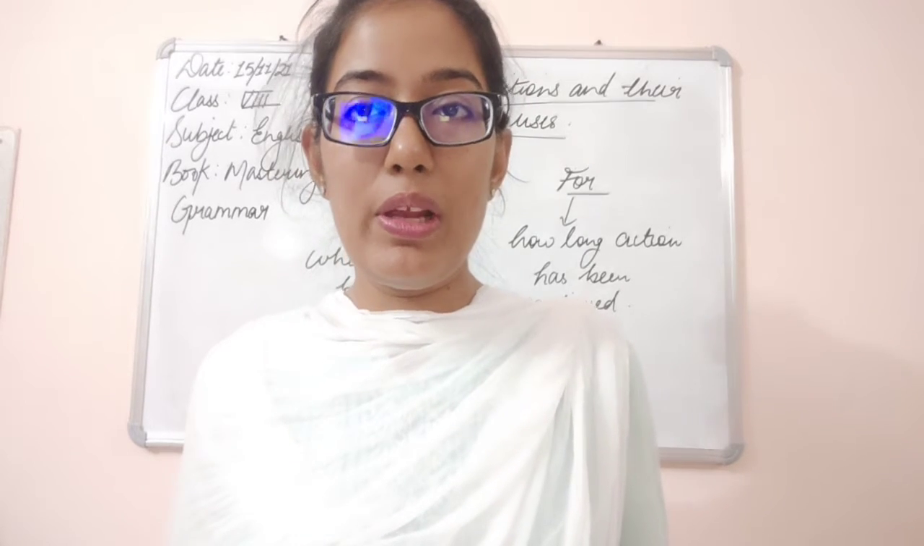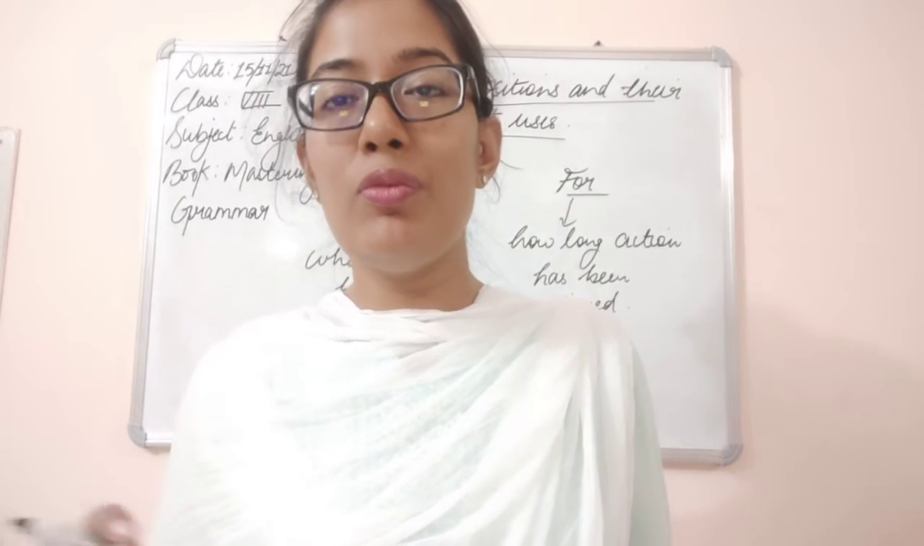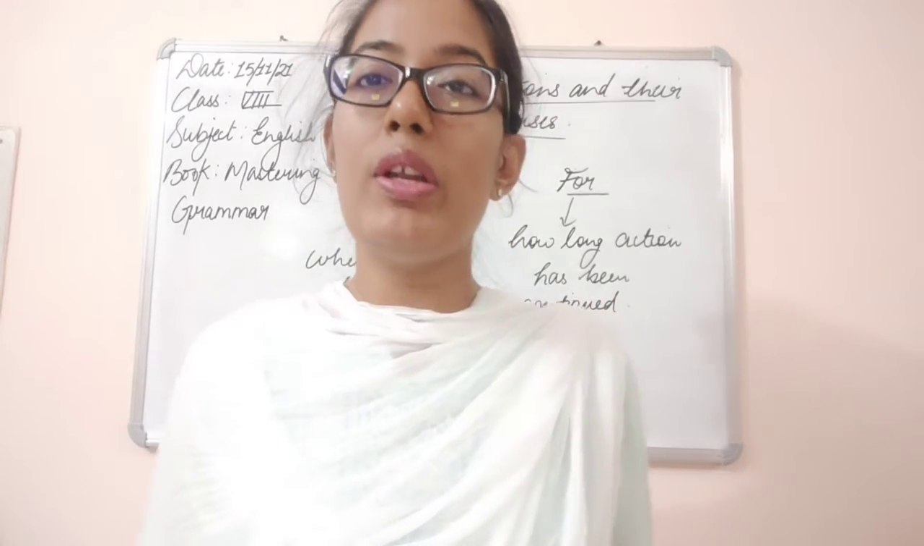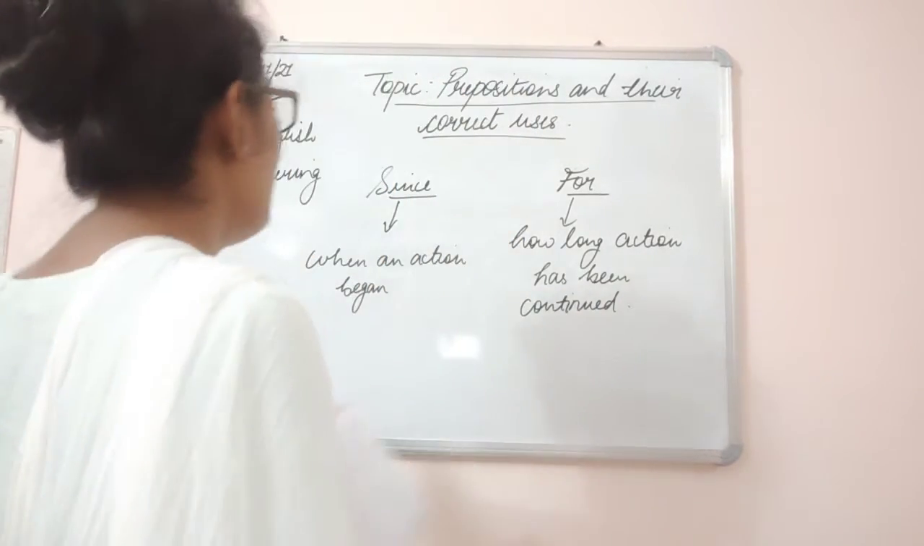Now, let's move on to in and into, on and onto, which are different prepositions used for different purposes. In and on are used to show the position of a thing at rest. Okay, to show the position of a thing, in and on are used. Into is used to show movement from a higher to a lower level. And onto is used to show movement from a lower to a higher level.